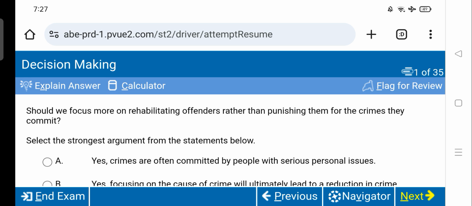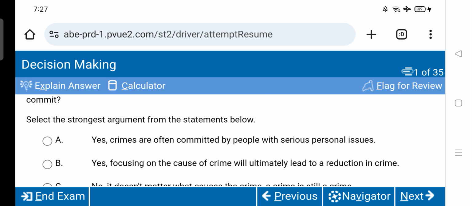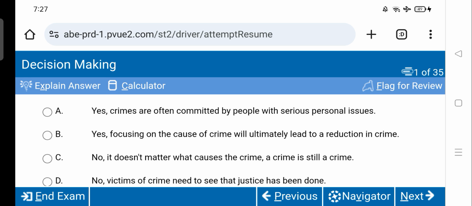should we focus more on rehabilitating offenders rather than punishing them for the crimes they commit? Select the strongest argument from the statements below. Option A, yes, crimes are often committed by people with serious personal issues. Option B, yes, focusing on the cause of crime will ultimately lead to a reduction in crime.